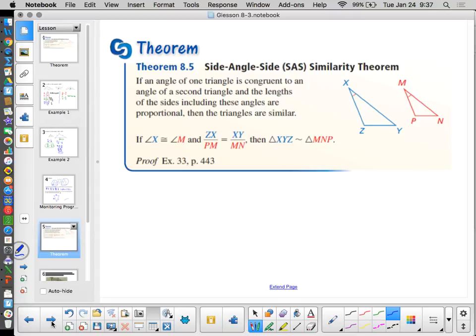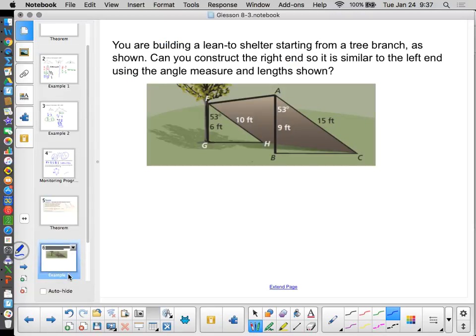Side angle side similarity works pretty much the same. Basically, all you have to do is show the corresponding sides are proportional and the corresponding angle, which is between the two sides, has to be congruent. So, the way this works is pretty simple. Are these two triangles similar? I'm making a lean-to, are the triangles similar? Well, clearly we have the corresponding 53-degree angles. Those are congruent. Corresponding angles must be congruent.